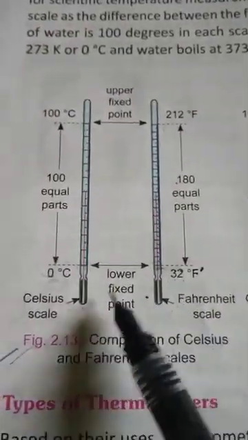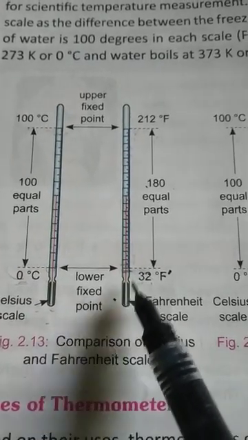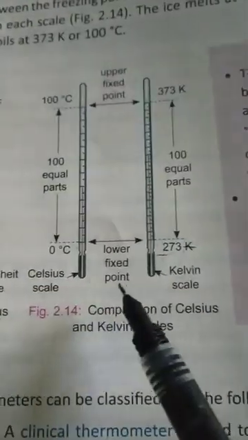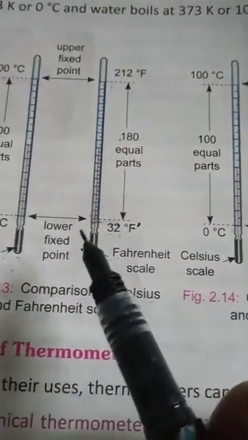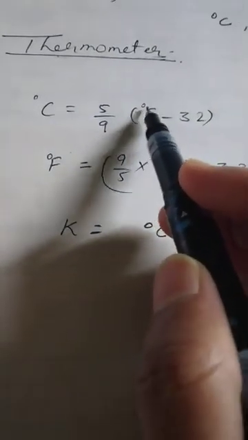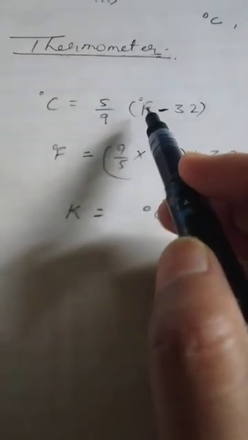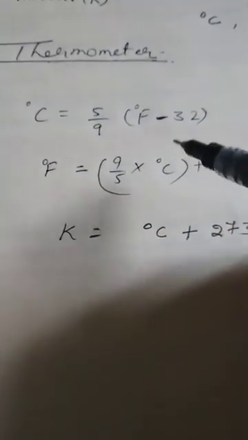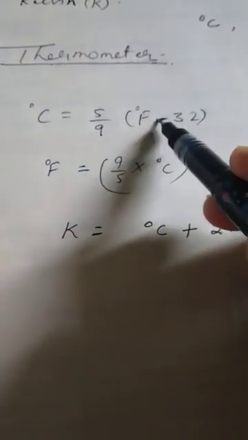Now the question is how we can convert the Celsius scale into the Fahrenheit scale or the Fahrenheit scale into the Celsius scale, or Celsius into Kelvin or Kelvin to Celsius. So there are formulas for this. Degree Celsius is equal to 5/9 times (degree Fahrenheit minus 32). Why minus 32? Because the Fahrenheit scale's lower fixed point is 32 degrees and Celsius is 0 degrees. So we need to subtract it.